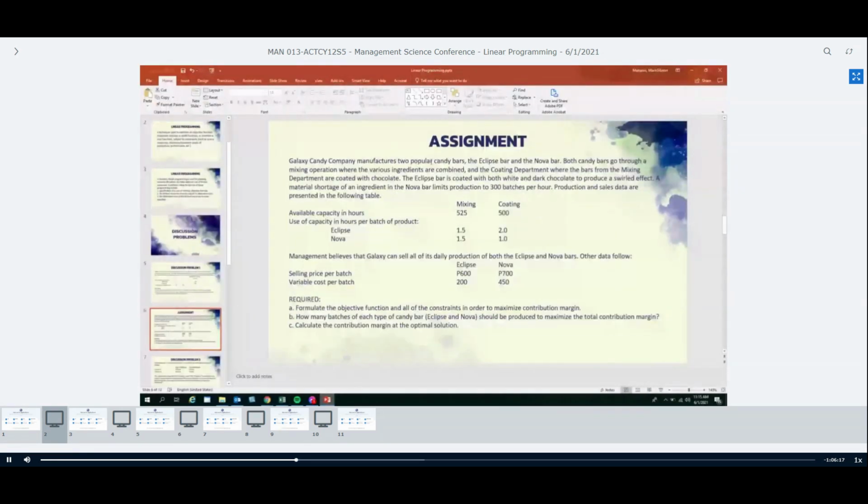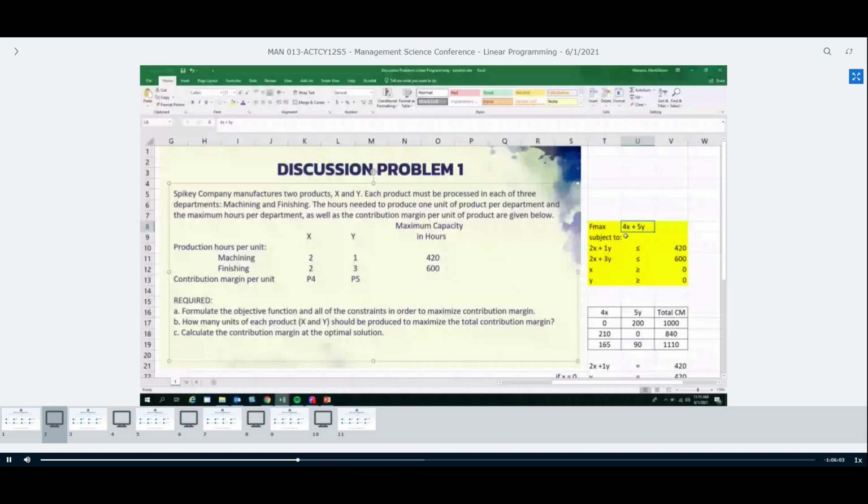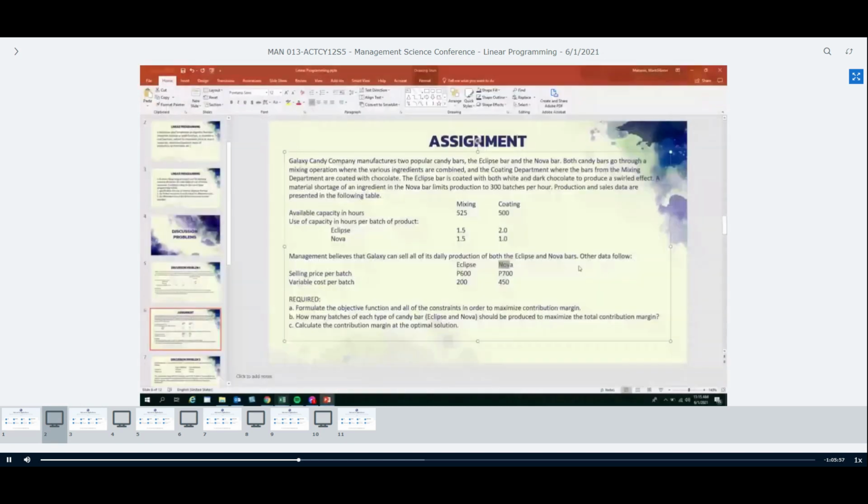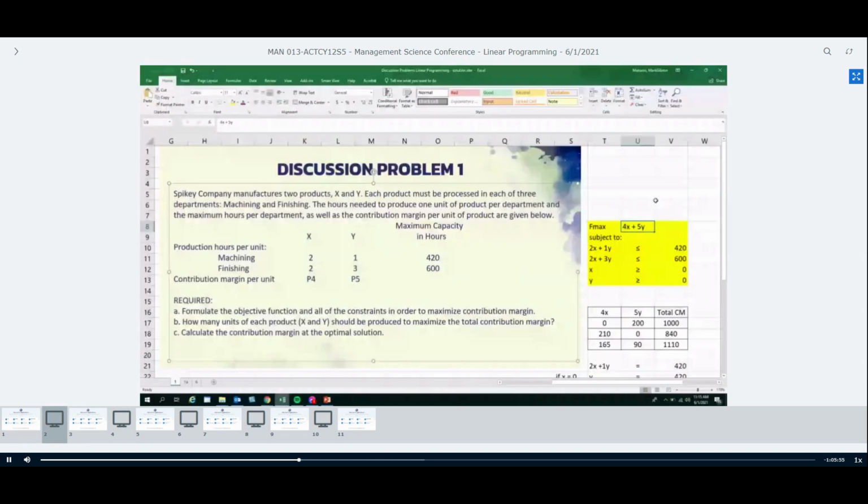Ito, assignment natin, no? Ang product natin is Eclipse and Nova. So therefore, in your objective function, ang i-expect ko is E and N, no? So para lang mas mabilis tayo, ganun lang gawin natin, no? So kung ano yung product name, yun yung gamitin natin as variable, no? In formulating algebraic equation. Ito, wag ka rin papalito.